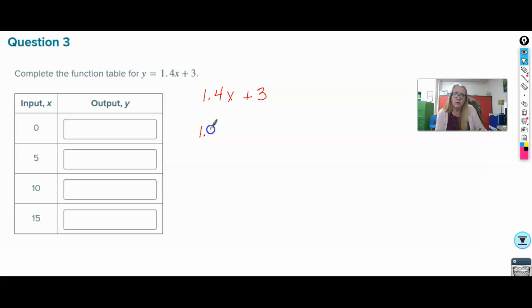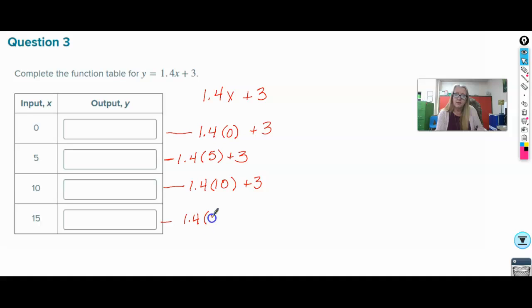So you're going to do 1.4 times 0 plus 3. That would be the answer to this one. And then you will have 1.4 times 5 plus 3, and that would be the number you put here. And then you would have 1.4 times 10 plus 3. And here you would have 1.4 times 15 plus 3.